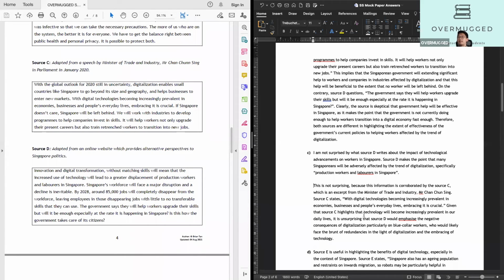So after you have established how the cross-reference shows that the information in source D is not surprising, I go on to elaborate. Given that source C highlights that technology will become increasingly prevalent in our daily lives, it is unsurprising that source D would emphasize the negative consequences of digitalization, particularly on blue-collar workers, who would likely face the brunt of redundancies in the light of digitalization and the embracing of technology.